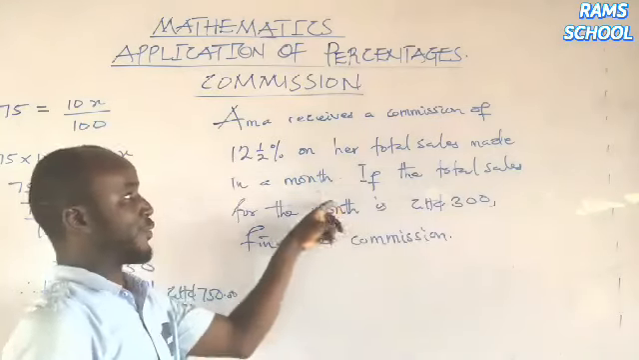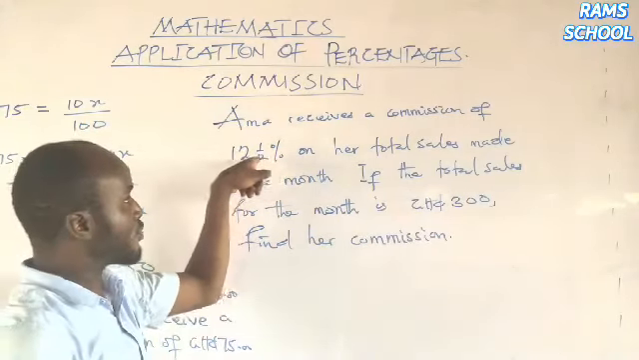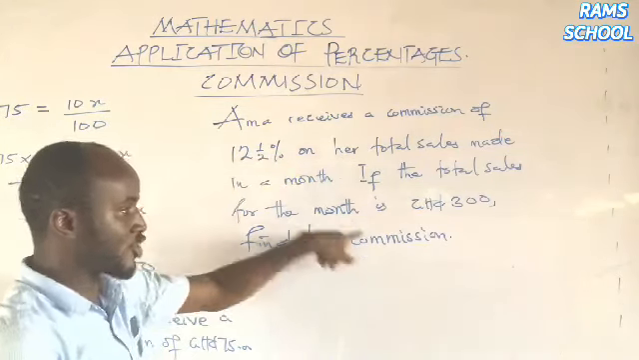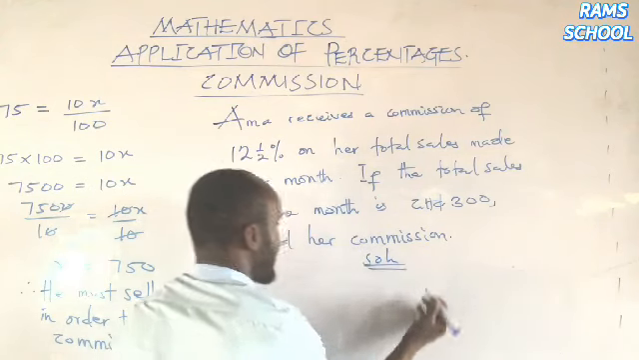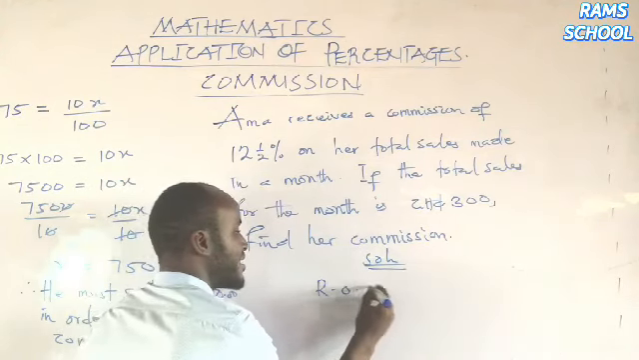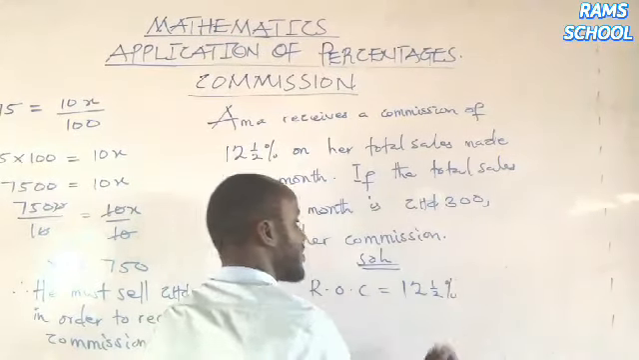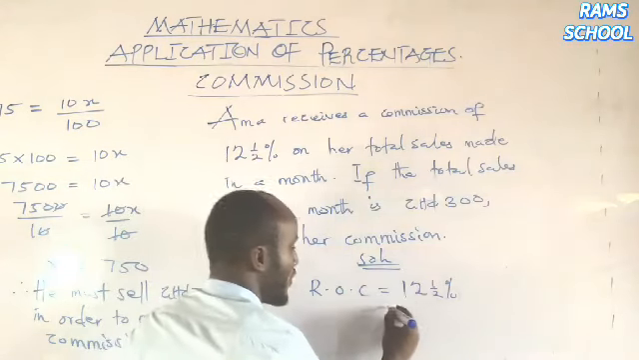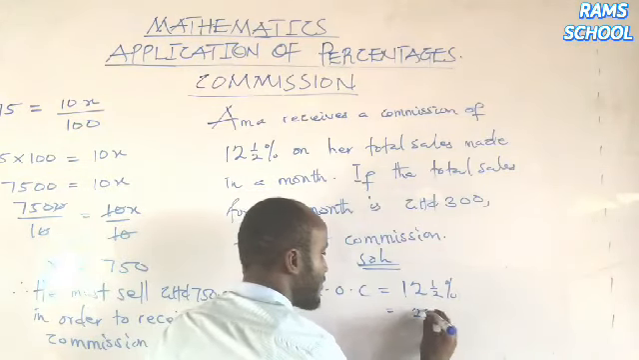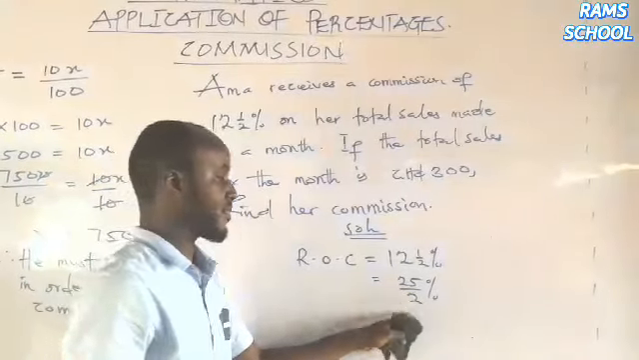So looking at this question, we could see that the 12.5% here is the rate of commission. So we are going to use it to calculate for her actual commission. So let's see how we are going to evaluate. Our rate of commission is 12.5%. Just change the mixed fraction here to an improper fraction. So we get 25 out of 2%. This is the rate of commission.